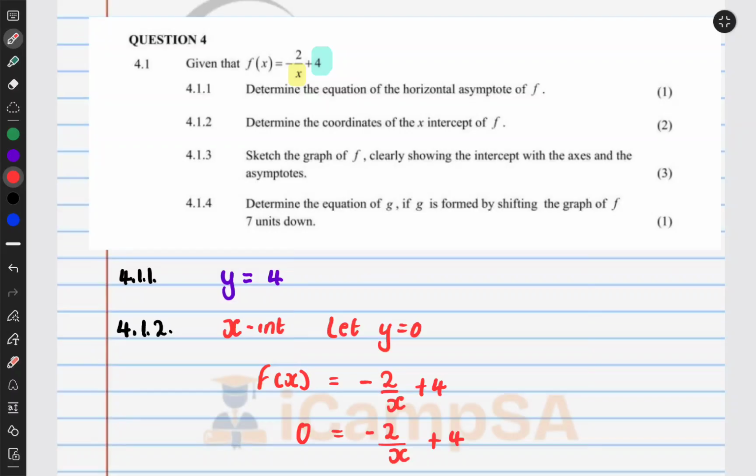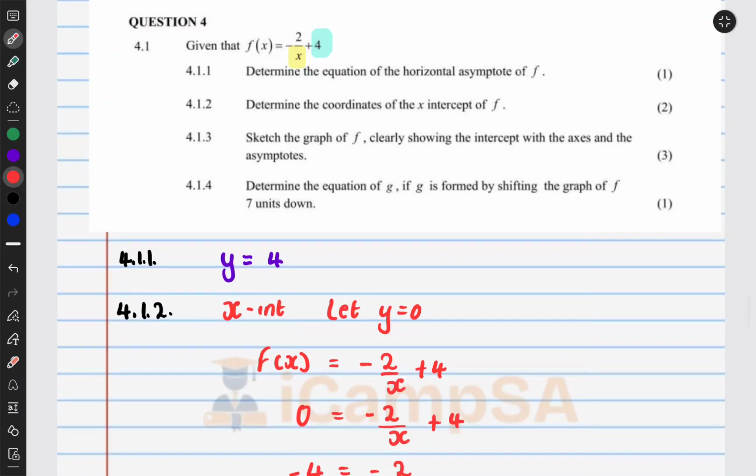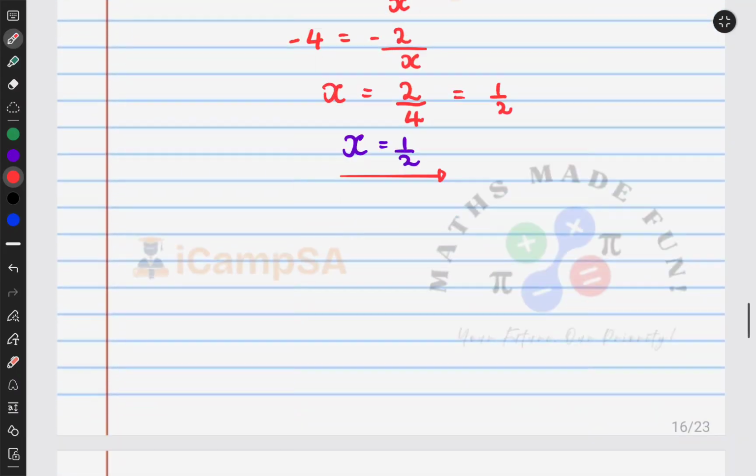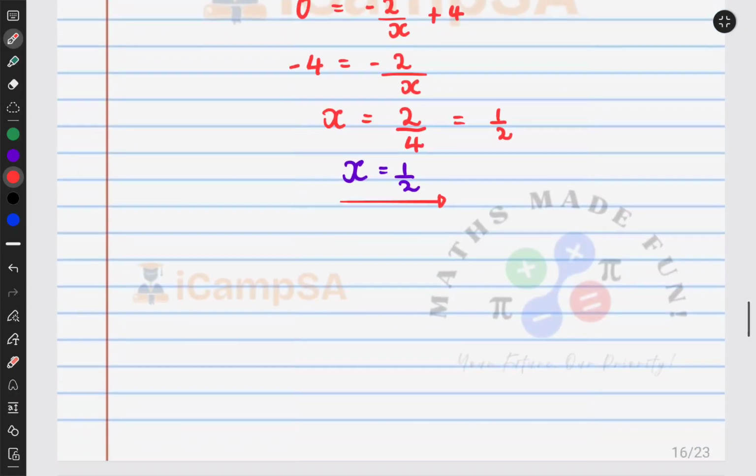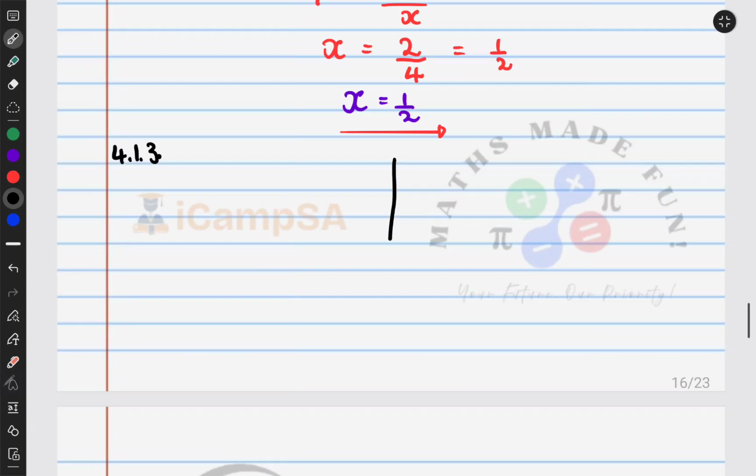Okay, and then next, for 4.1.3, we're asked to sketch the graph of f, clearly showing the x-intercept with the axes and the asymptotes. I think we can try to fit this function here. This is our axes.